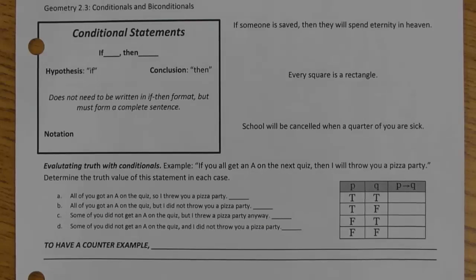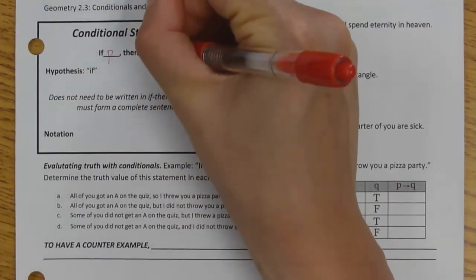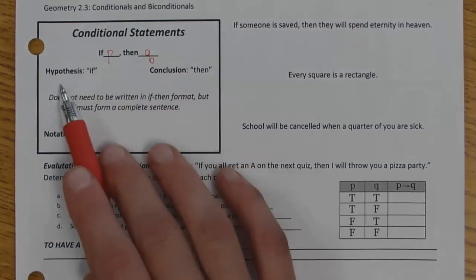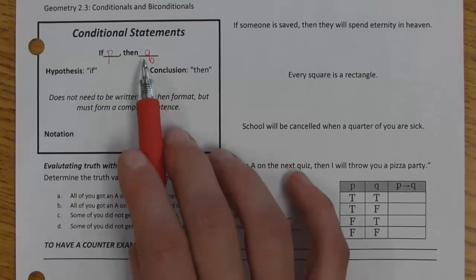Let's take a look at conditional statements. Remember that in mathematics, statements are either true or false with nothing in between. And when we're talking about conditional statements, we're talking about two smaller statements like P and Q that we are combining to make an overall statement that will be either true or false. Conditional statements are essentially anything that can be written in an if P then Q format, where the hypothesis will be the if portion and the conclusion will be the then portion.